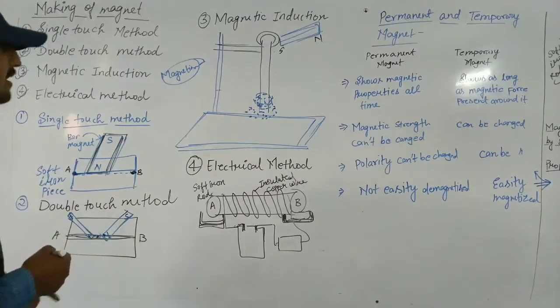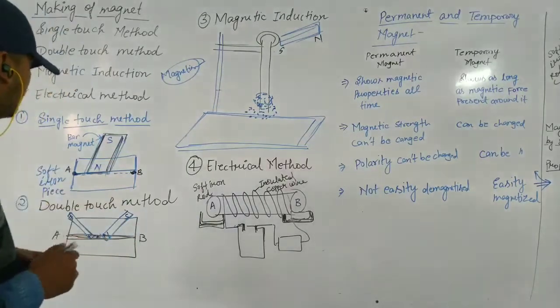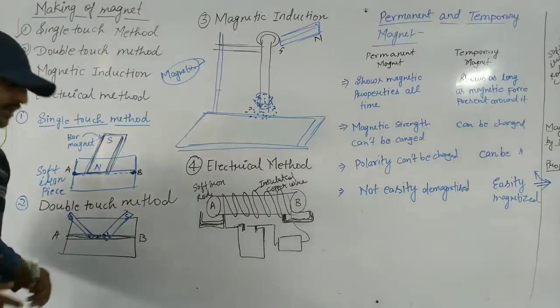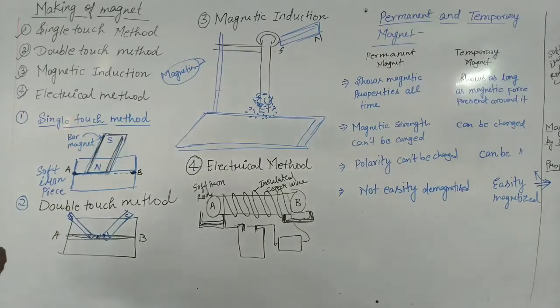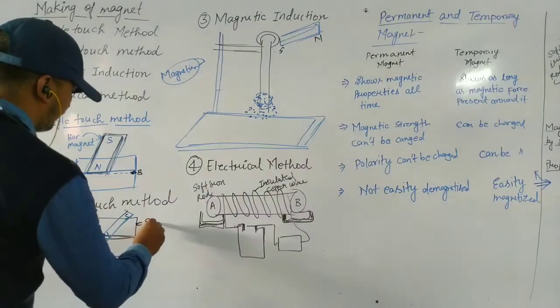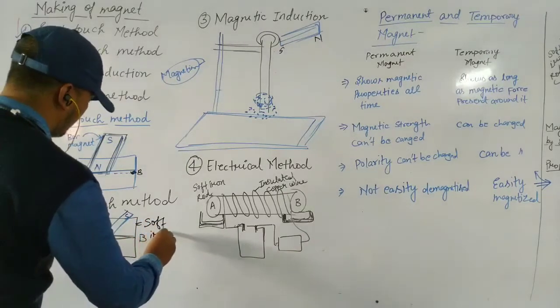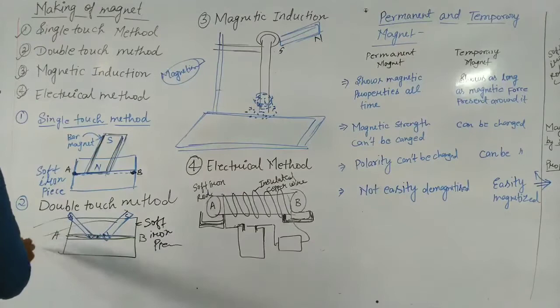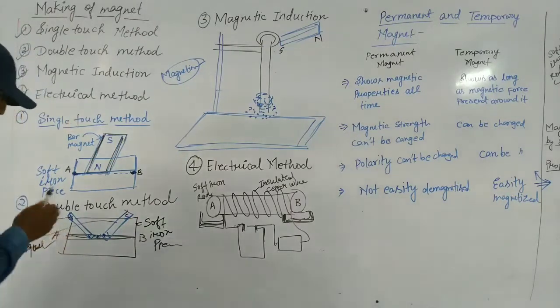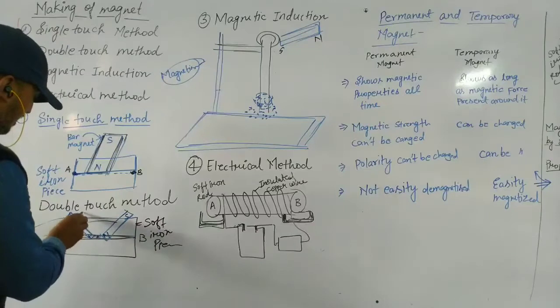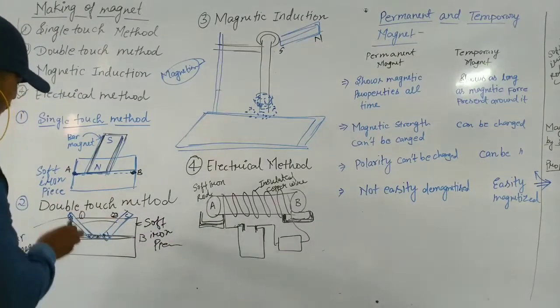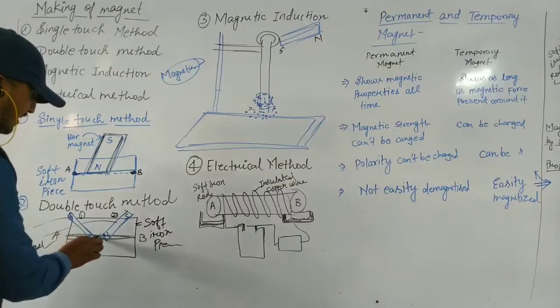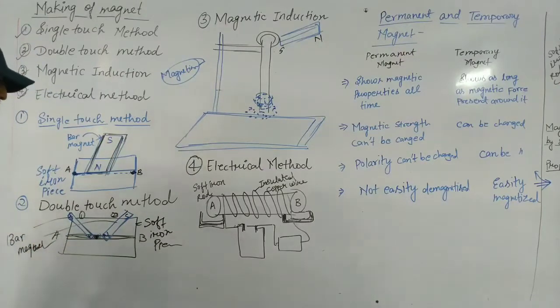Okay. Next, double touch method. The double touch method is also a process of magnetizing a normal soft iron piece. So this is the soft iron piece, and these are the two bar magnets. Here we are doing one thing: we are keeping these two bar magnets in the center of this soft iron plate.